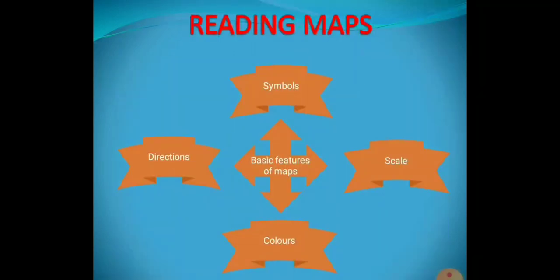Next point, reading maps. Maps give us a lot of information about a country or a place. We must know how to read a map and understand the information it provides. Every map has some basic features like directions, scale, symbols, and colors.